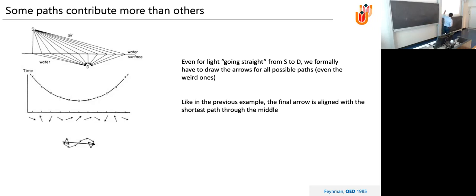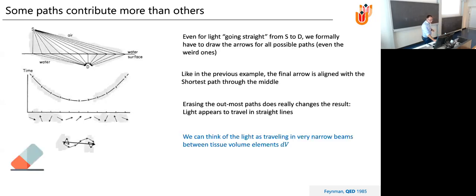You can do the same analysis. You can also try all the other possible paths, as shown there. Calculate the arrows, the likeliness for each of the other paths, construct the final arrow, and again find that the final arrow is aligned with the most important path, the classical path through the middle.